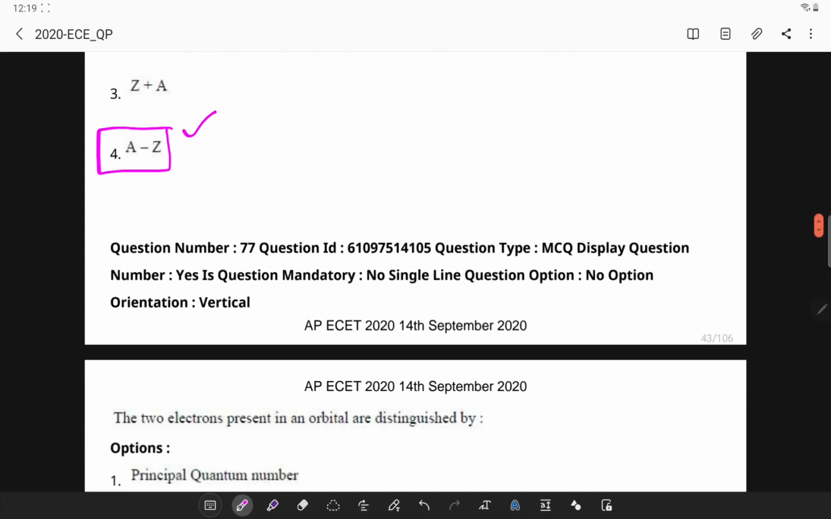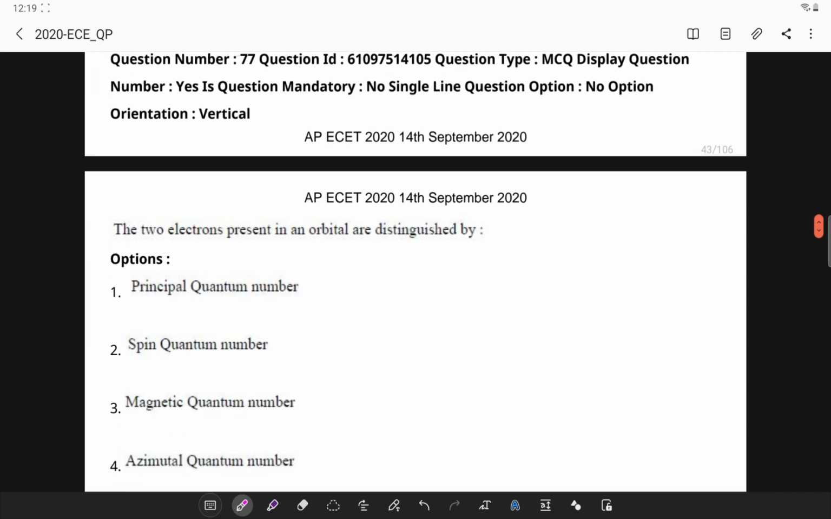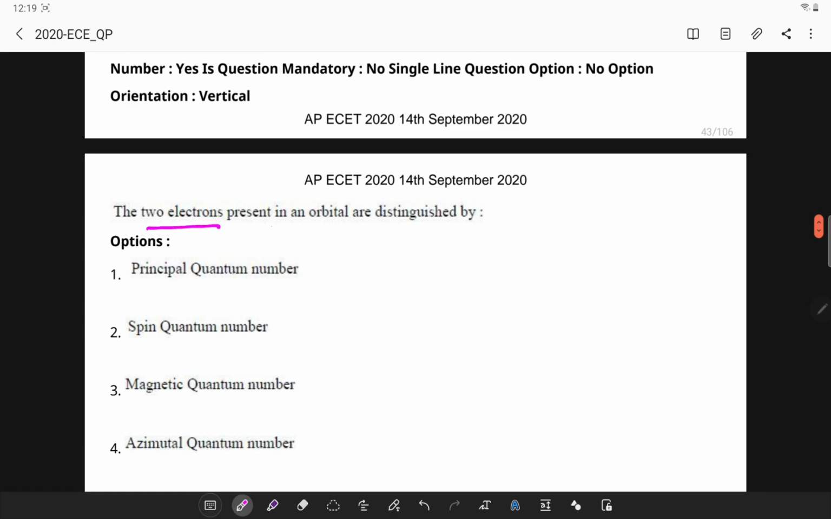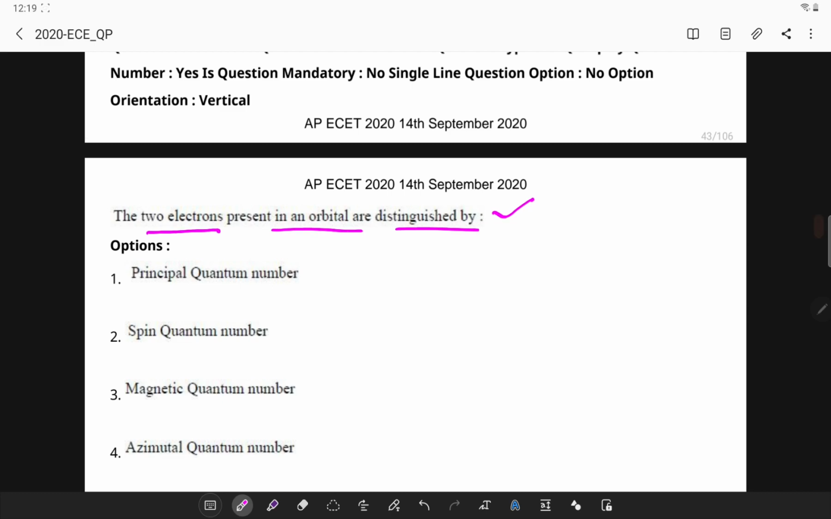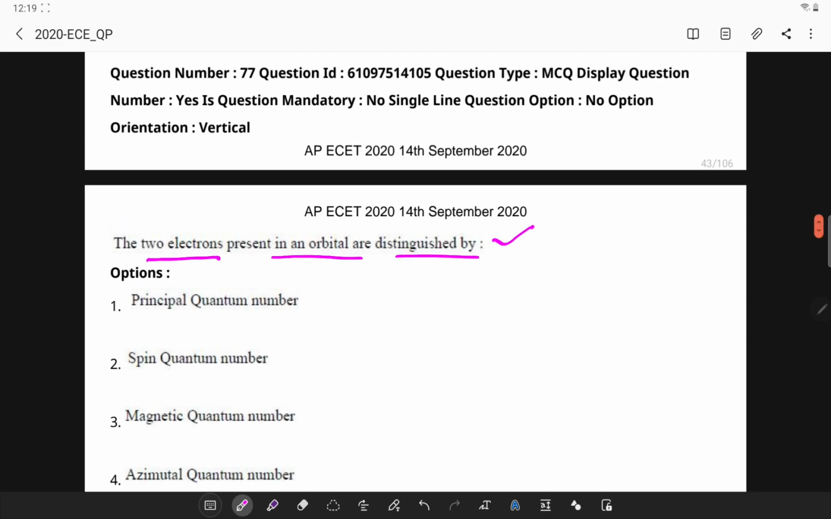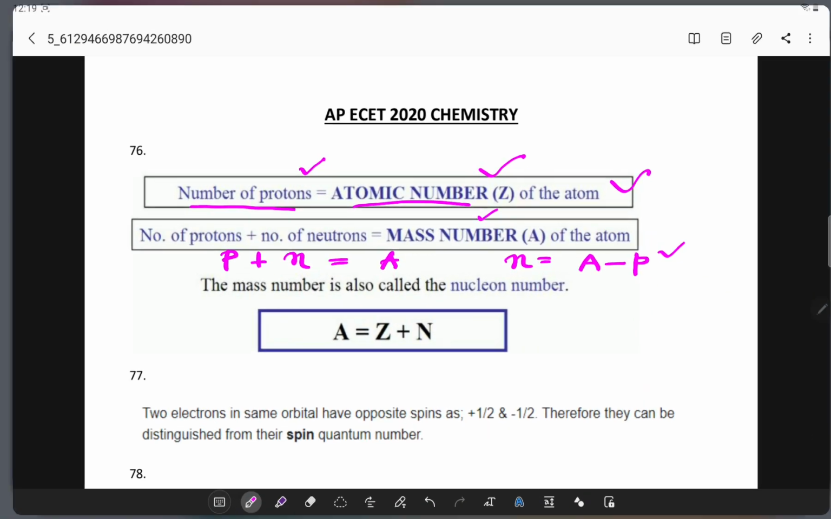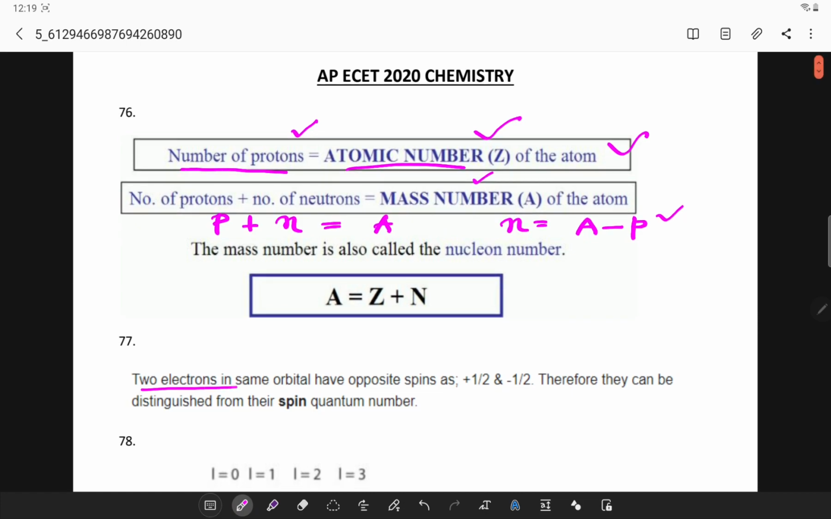Okay, so the next question. The two electrons present in the orbital are distinguished by basically the spin quantum number. So the two electrons in the same orbital will have a spin of plus 1 by 2 and minus 1 by 2, and therefore they are distinguished by the spin quantum number.